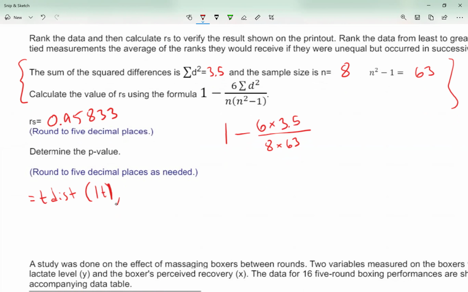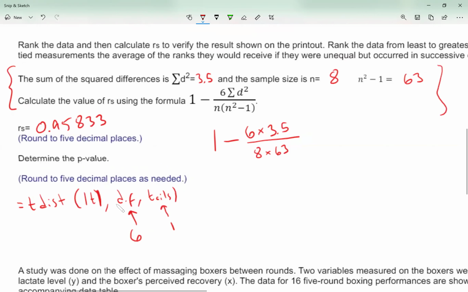My degrees of freedom, and then the tails. My degrees of freedom in this case, because I have 8 numbers, is going to be 6, right? 8 minus 2. My tails in this case is going to be 1 tail.